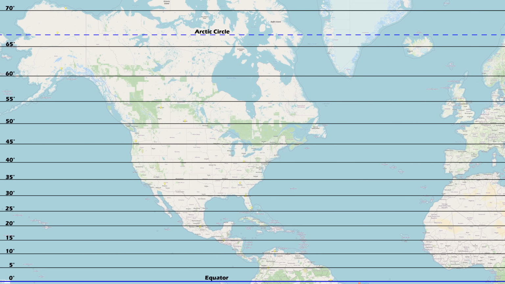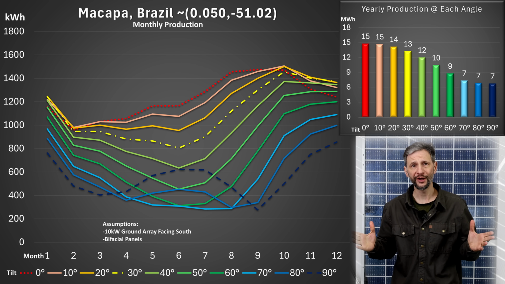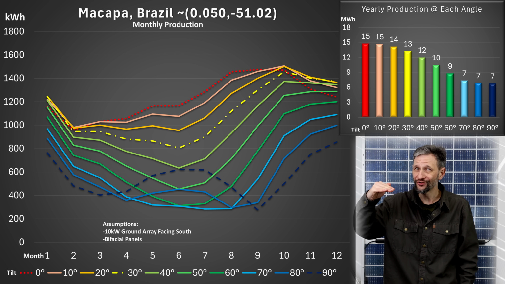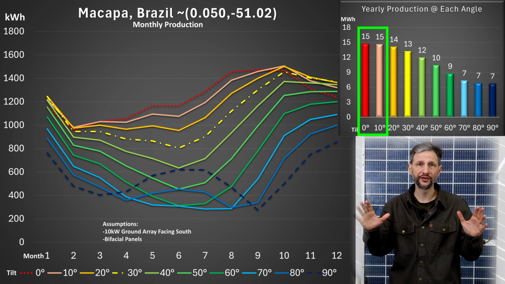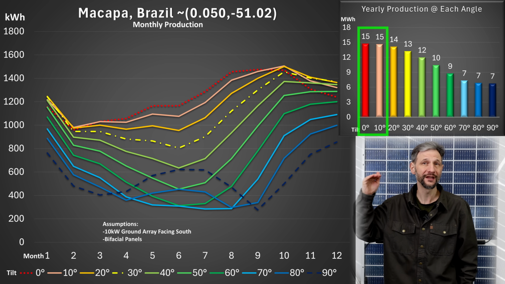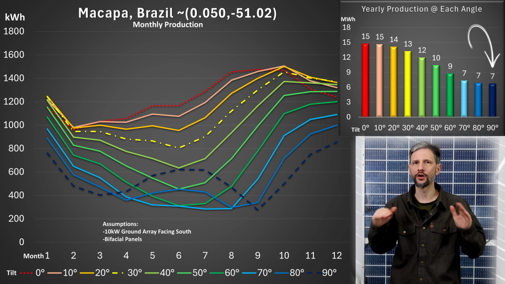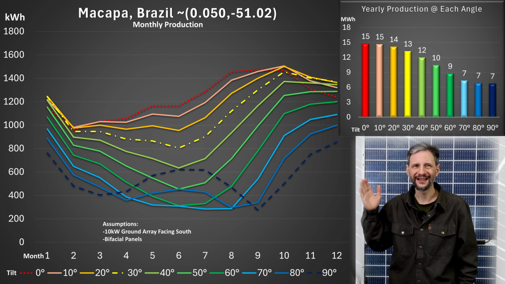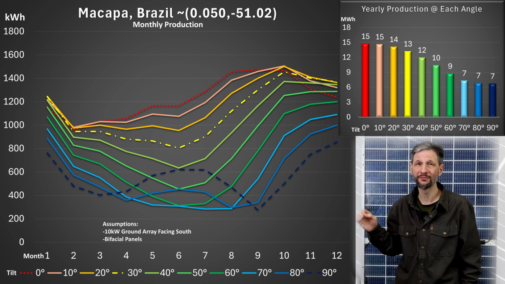We'll start at the equator, 0 degrees latitude. No surprise here, horizontal or nearly horizontal panels provide the highest total production for the year at 15 megawatt hours. Vertical panels are not a great choice, coming in at less than half the production, 7 megawatt hours.